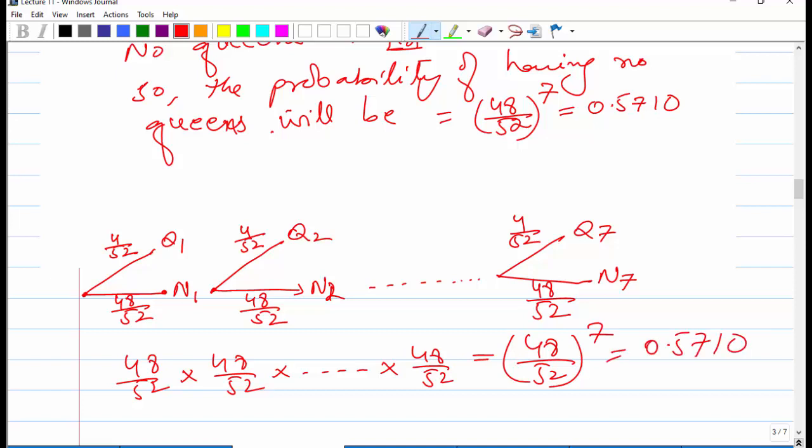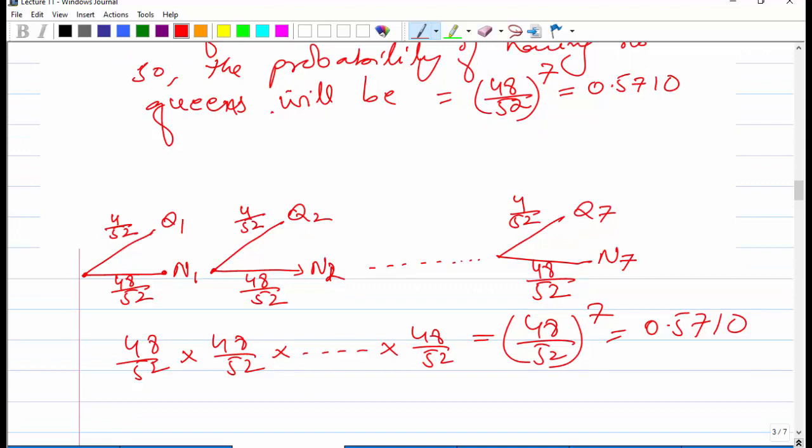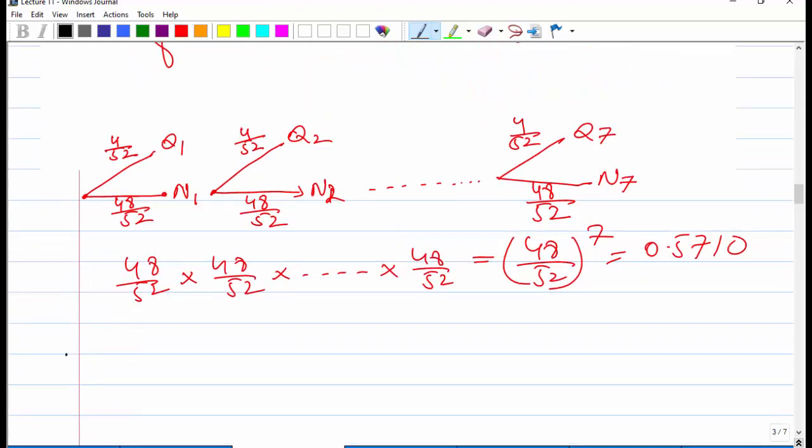So the probability of having no queen in the 7 cards will be 48 over 52 times 48 over 52, up to 48 over 52, which is 48 over 52 power 7, which is the same as we have seen. So this will be the same probability. Here we can see that it is a bit easier to understand if we replace the object while we are doing the sampling. Now let's look at this theorem.